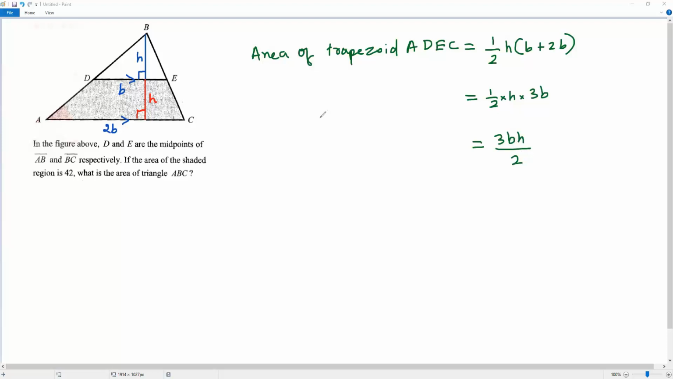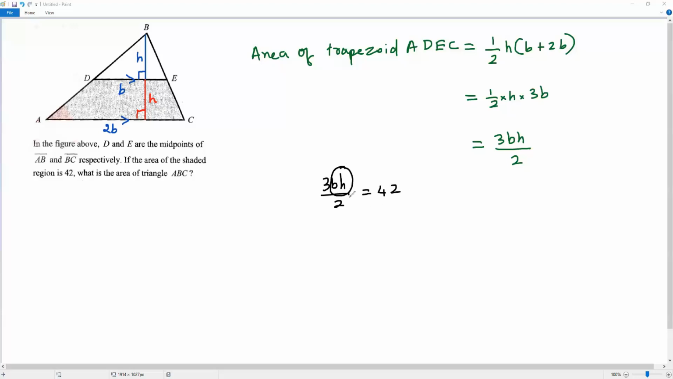Okay, now I got the area of the trapezoid ADEC, but the area of the trapezoid is given in the question itself. That's the shaded region, 42. So this 3bh over 2 can be equated to 42 because this is the area of the trapezoid ADEC. In the given figure, it is the shaded region. So we have 3bh over 2 is equal to 42.